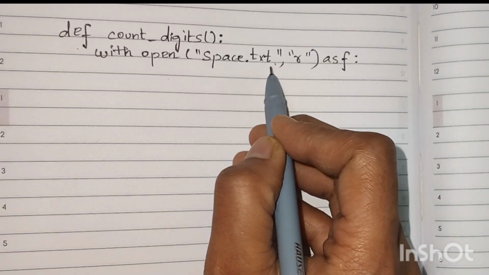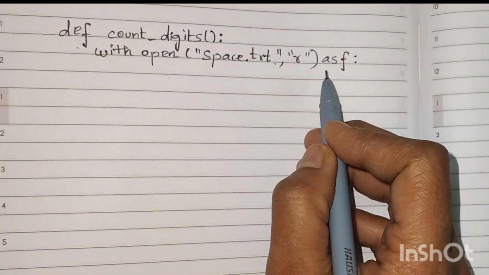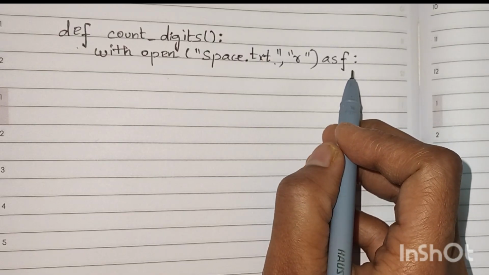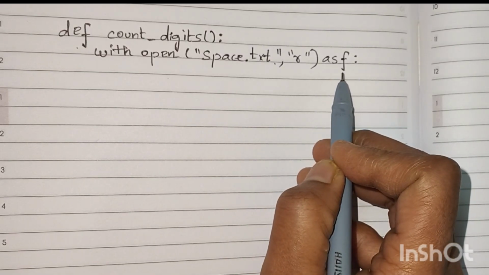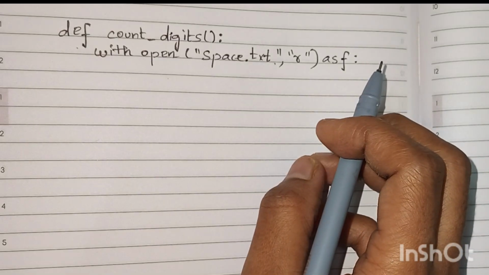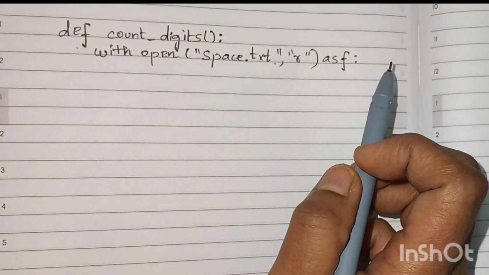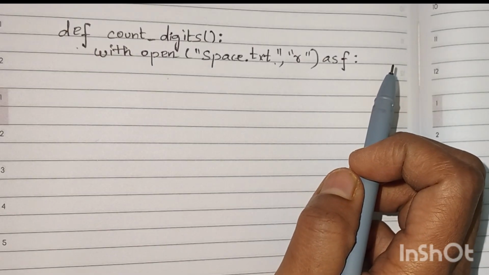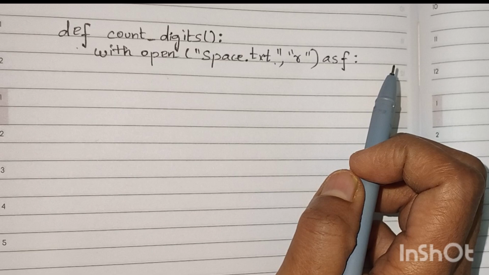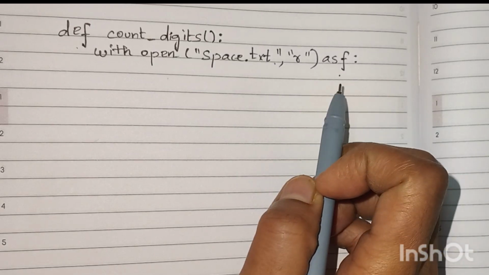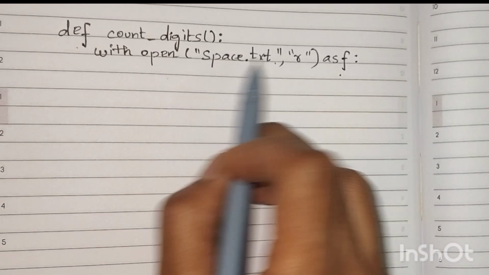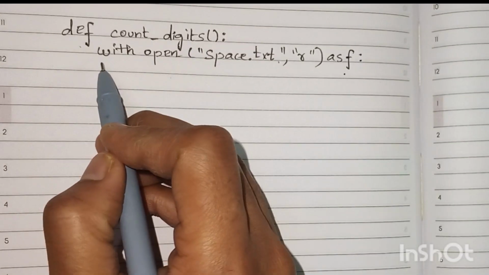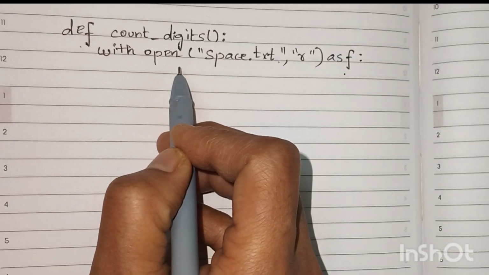Then r is the read mode, and as f means the open file is stored in the variable f. Okay, so colon starts the block of statements that will work with the file. So Python opens the file and stores it in f, and after this block is finished the file will be closed automatically. That is why with open is recommended in Python.